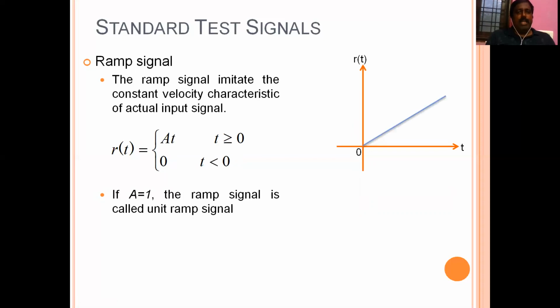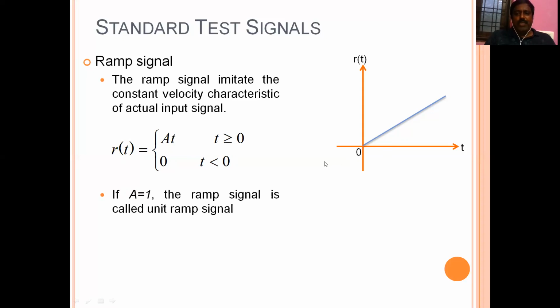Third one is ramp signal. The ramp signal imitates the constant velocity characteristic of actual input signal. That is, it is represented by small r of t. r of t is equal to A times t when t is greater than or equal to 0. You clearly see that it starts from 0 only. When t is equal to 0 or greater than 0, the value r of t is equal to A times t, and the value is equal to 0 when t is less than 0.